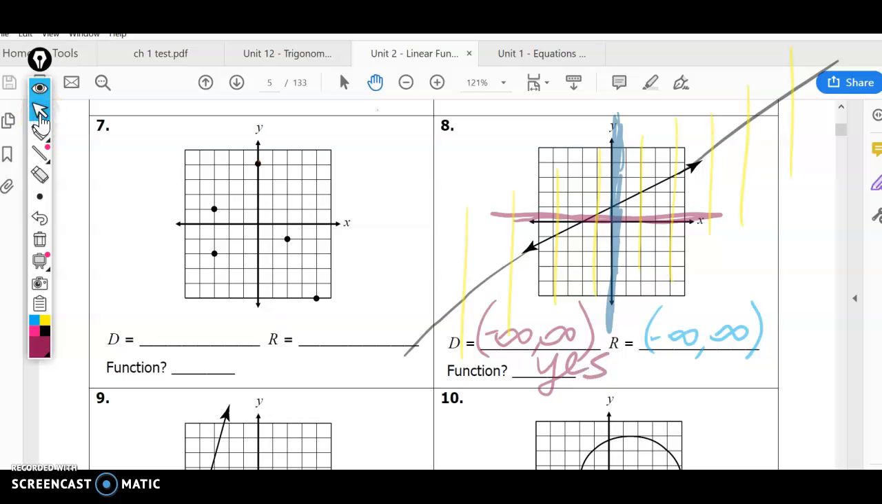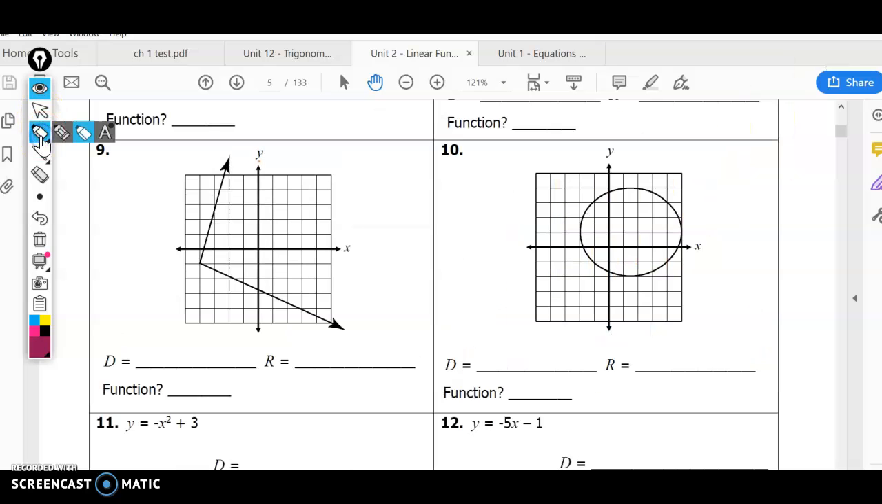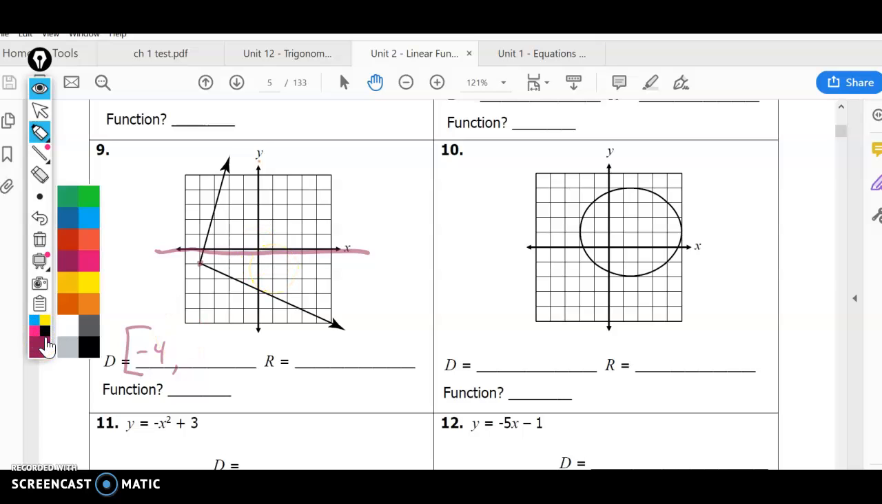Let's look at some weirder graphs. Number 9, let's look at the domain from left to right along, again, this x-axis. It starts at 1, 2, 3, negative 4. But since it's a closed circle right here on the graph at negative 4, we're going to put a bracket. And then it goes on forever in these directions. So it goes on to infinity with the parenthesis.